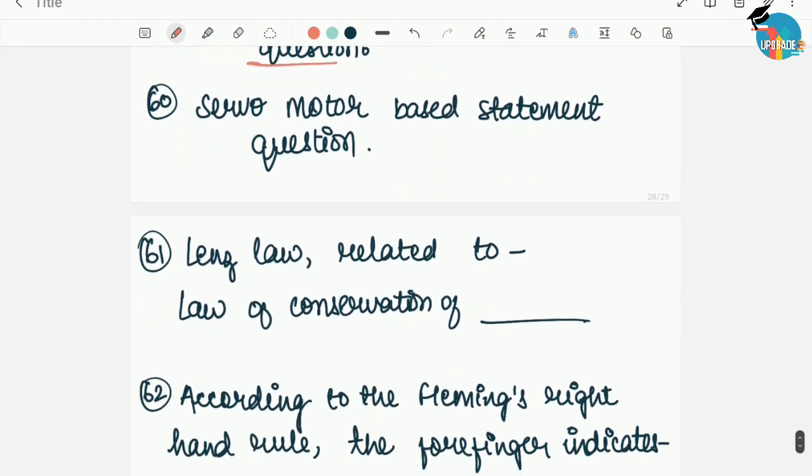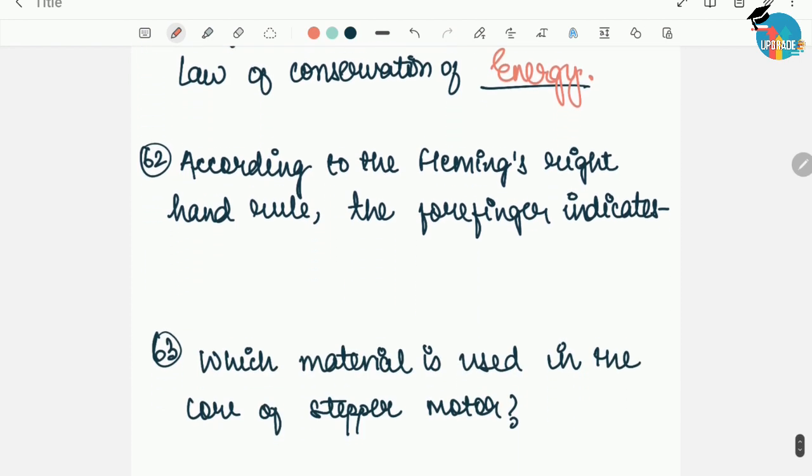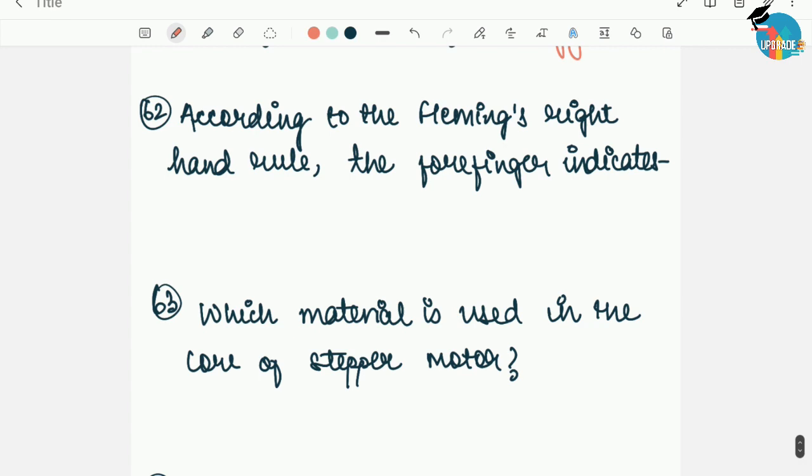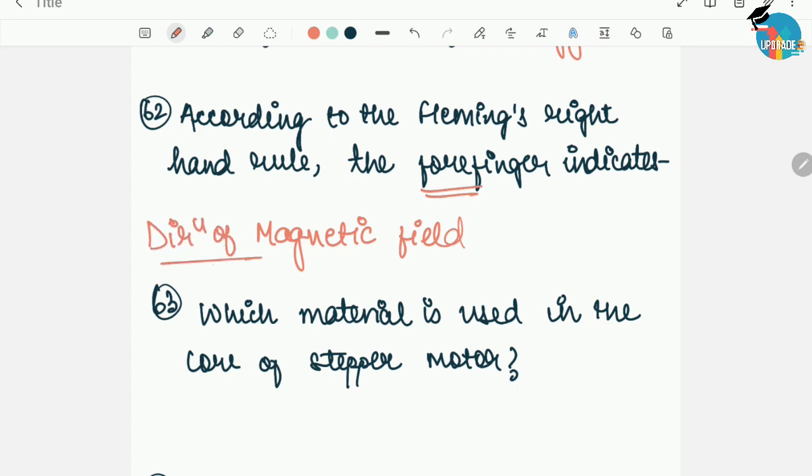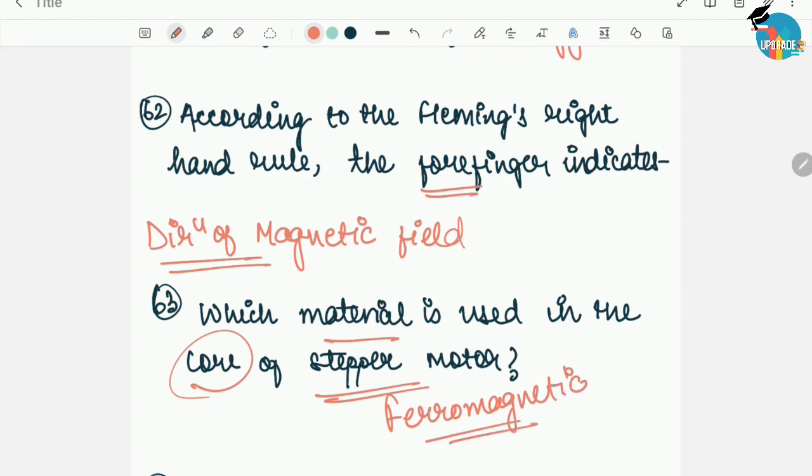Next was related to the Lenz law, that is, it supports the law of conservation of. The correct answer is energy. Law of conservation of energy is supported by the Lenz law. Next is, according to Fleming's right hand rule, the forefinger indicates the direction of magnetic field. The correct answer is, the forefinger represents the direction of magnetic field according to Fleming's right hand rule. Next question is, which material is used in the core of a stepper motor? The core of a stepper motor is ferromagnetic material. Ferromagnetic material is used in the core of a stepper motor.